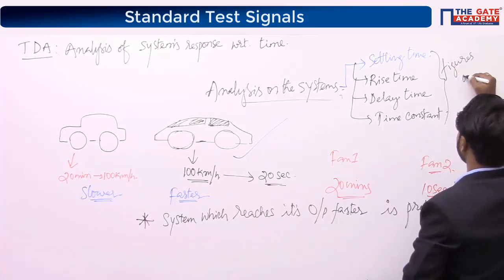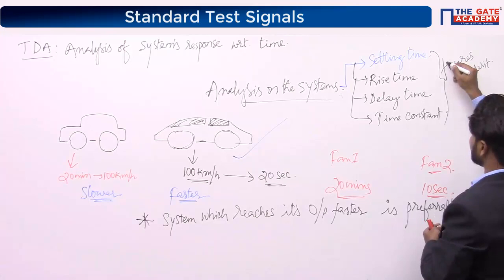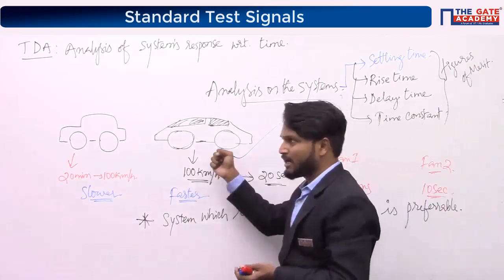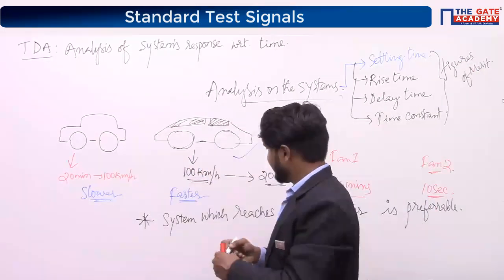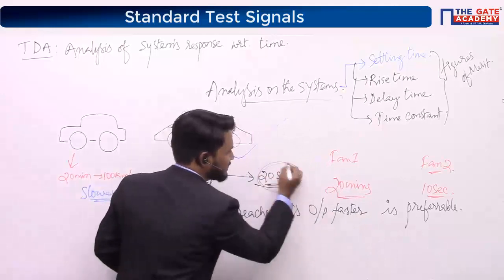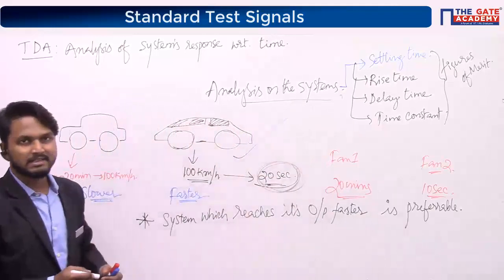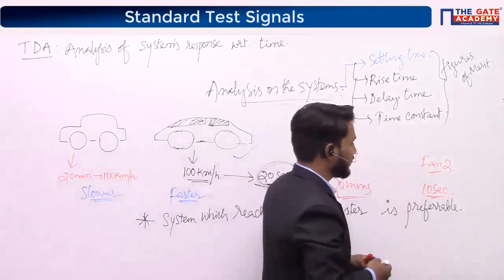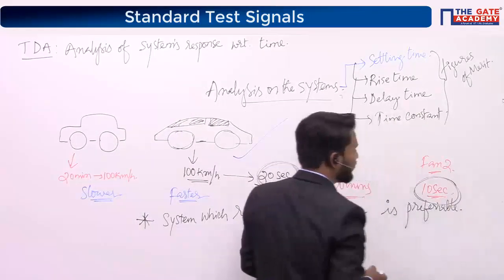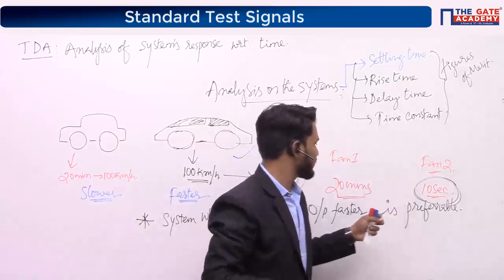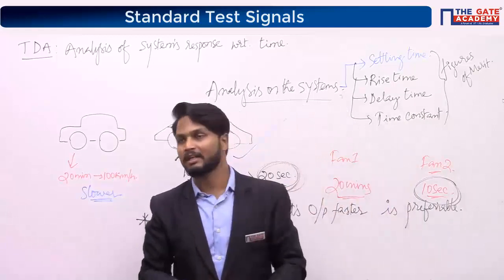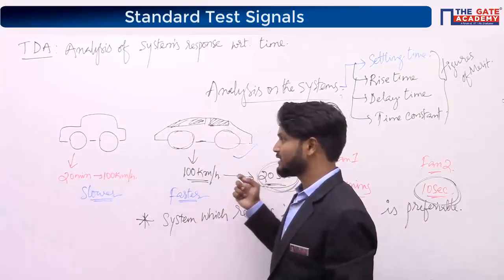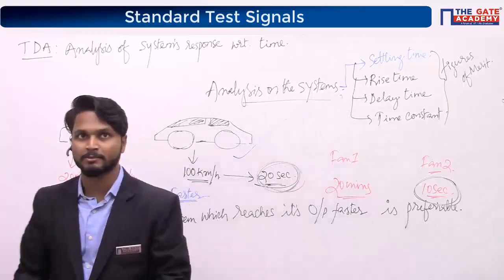So how did you say that this is better than this? It has a figure of merit. This 20 seconds is the figure of merit. How did you say that this fan is better than this? It has a figure of merit. Its settling time is 10 seconds, whereas its settling time is 20 minutes. Its settling time is 20 seconds, whereas its settling time is 20 minutes, right?